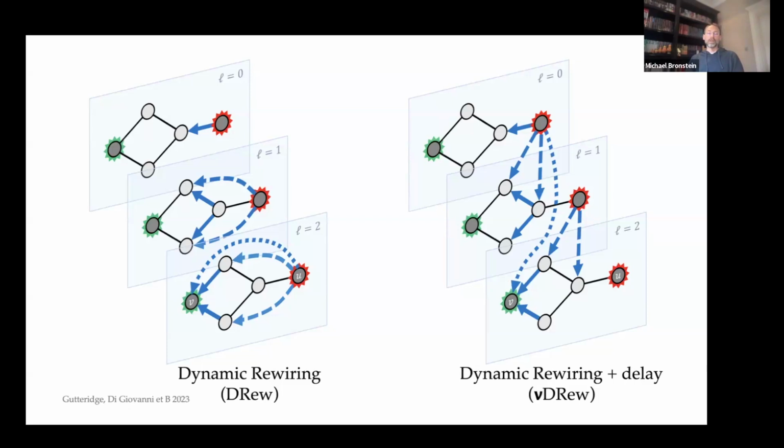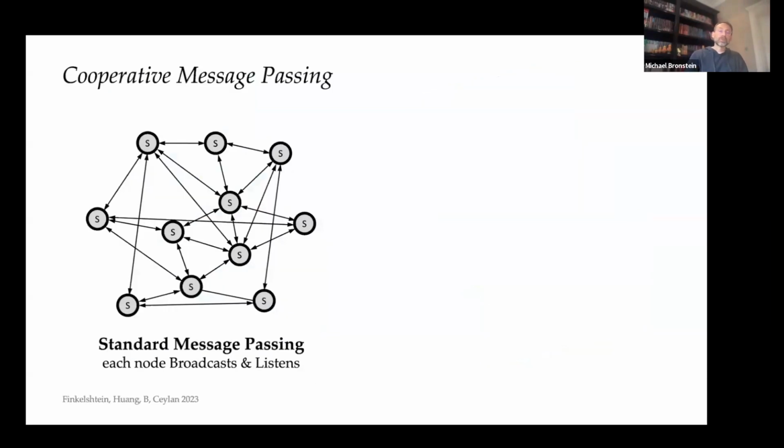They also appear in some settings more general than transformers, and they especially are advantageous in situations when we have long-range interactions. So when the task requires sending information between distant nodes, and this is the case in many applications in chemistry.